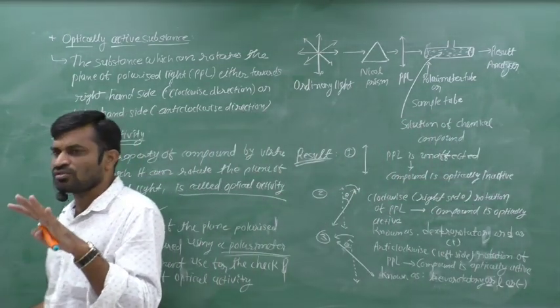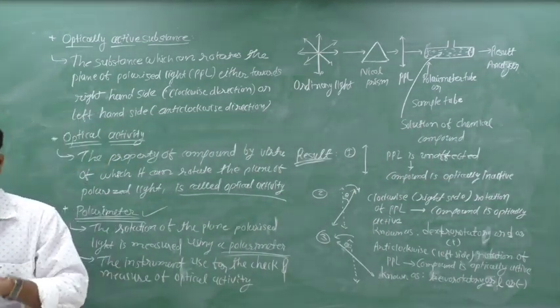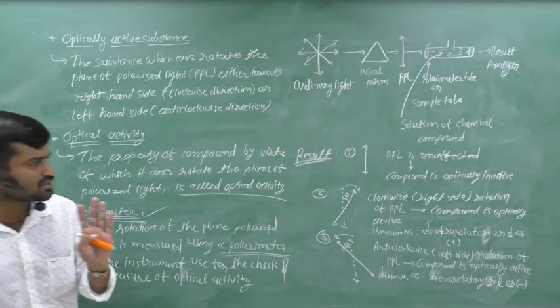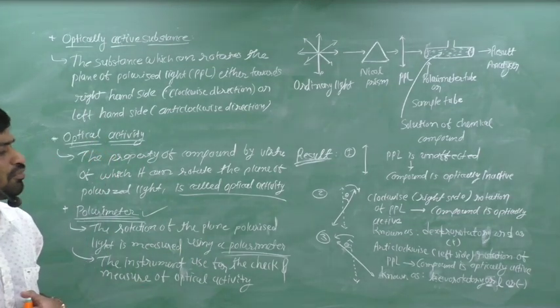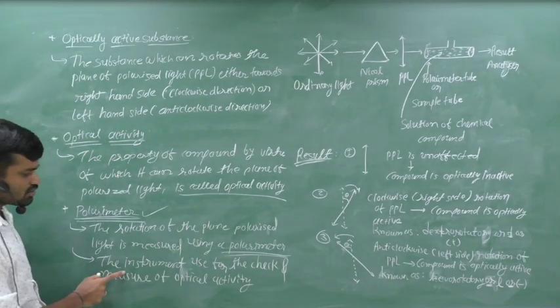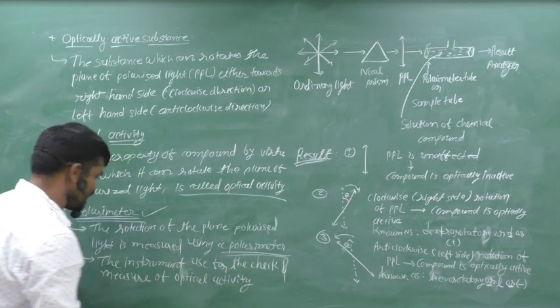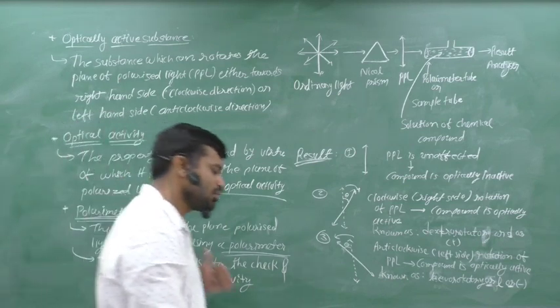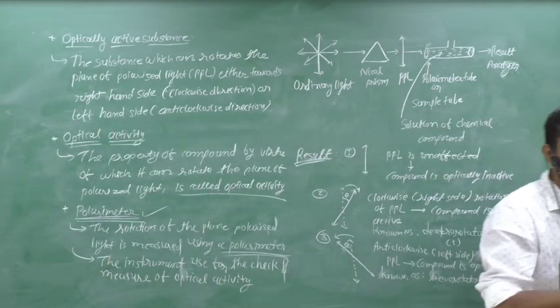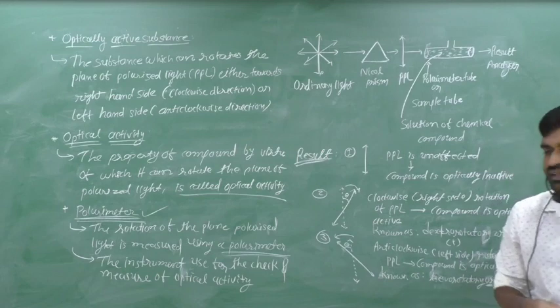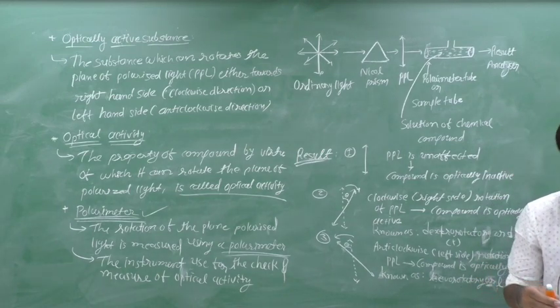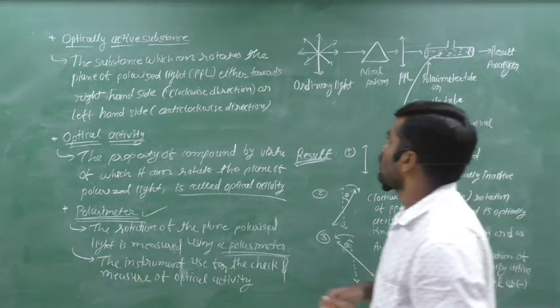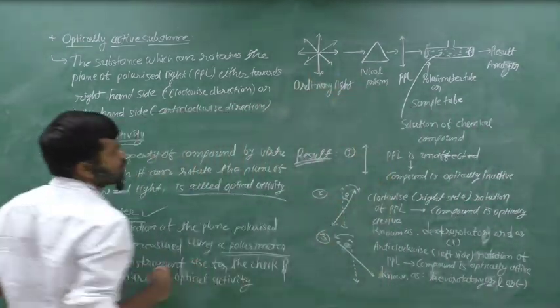From the structure we can also say whether the compound is optically active or not, but we will discuss that later. Clear? What is the arrangement of a polarimeter? The instrument used for checking and measuring optical activity is the polarimeter. It can check whether a compound is optically active or not, and it also measures the angle of rotation. The arrangement of a polarimeter is like this.